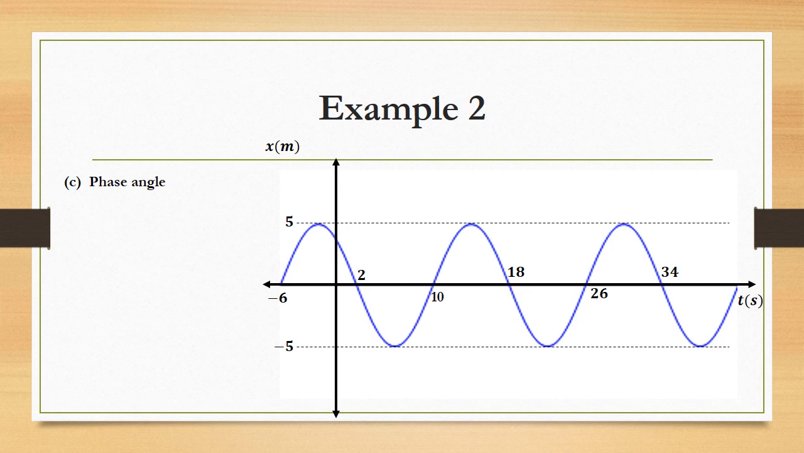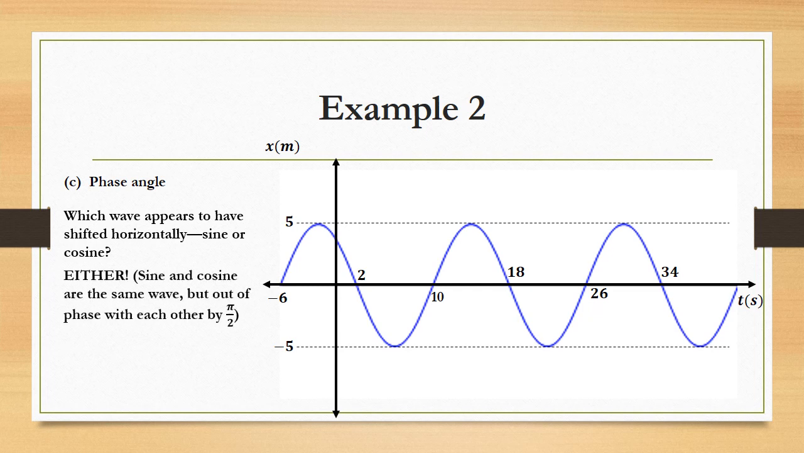To figure out the phase angle, we have to first decide which wave, sine or cosine, appears to have shifted. Does this look like a sine wave that's moved or a cosine wave that has moved left or right? Well, it's really either one, right? And the reason is that sine and cosine are the same shape, they're just shifted. And the way we can use this new idea of phase is that the sine wave is the cosine wave, but pi over 2 out of phase with it. So it follows the same path, but just not at the same time. And therefore, the value of phi, the phase angle, depends on which sinusoidal function we want to use.